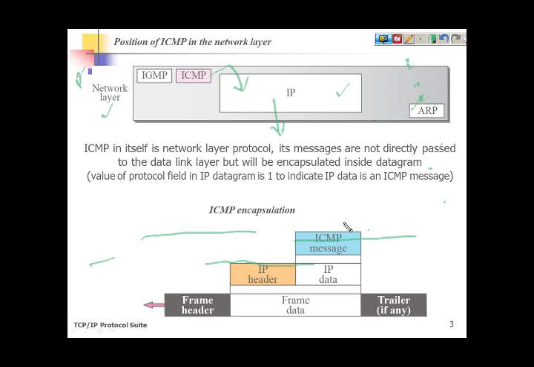So if you look at this structure, we have the ICMP message, and the ICMP message will always be encapsulated within the datagram. So this is a datagram, and then the datagram is delivered to the lower layer, which is the data link layer, and the data link layer will create a frame out of this and then deliver it to the physical layer for delivery.